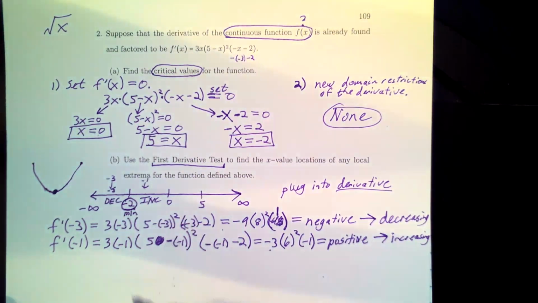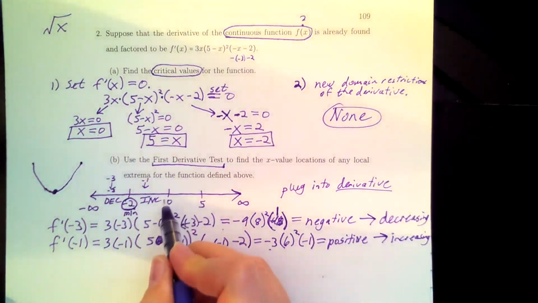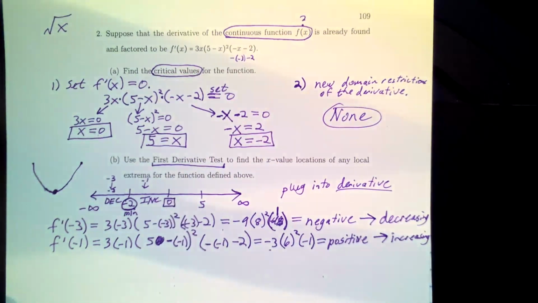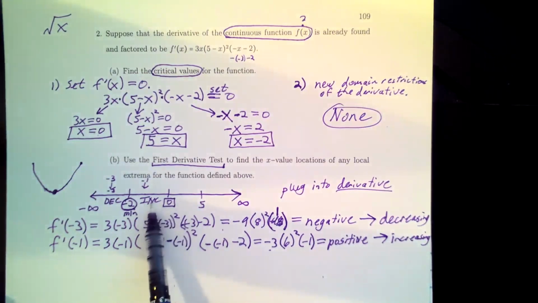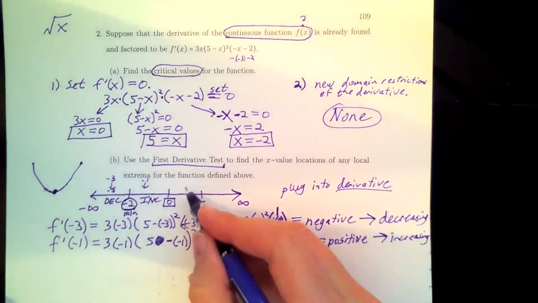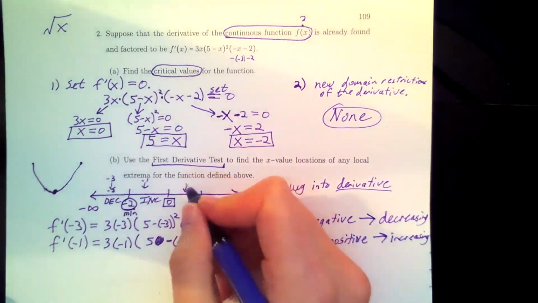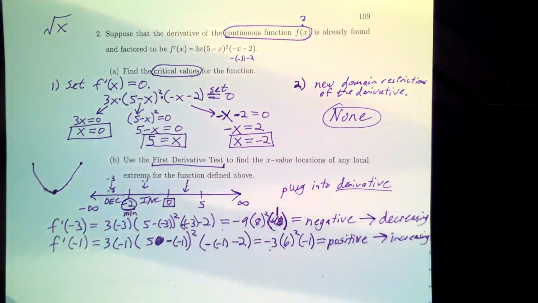Now let's move on to my next critical number. My next critical number was x equals 0, and that one corresponds to a local maximum, a local minimum, or neither one. We have to figure out which one. At least I know that on this side of 0, my function's increasing. But let's figure out what's going on on this side of 0. So in this region, between 0 and 5, pick another test number. You might pick 1, or 4, or any other number.